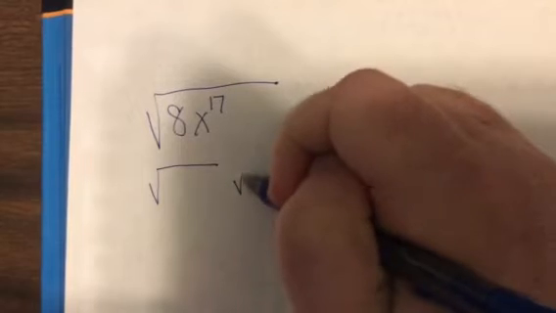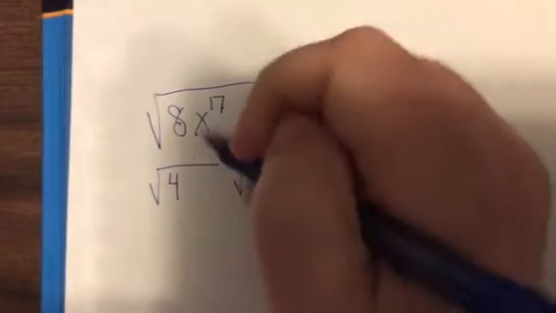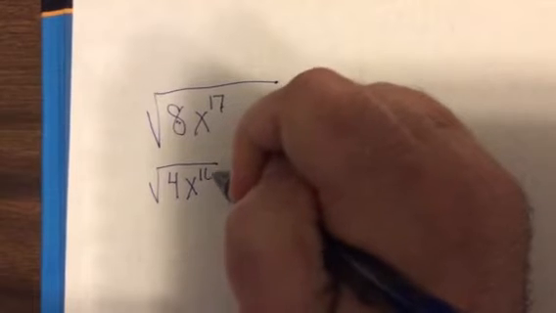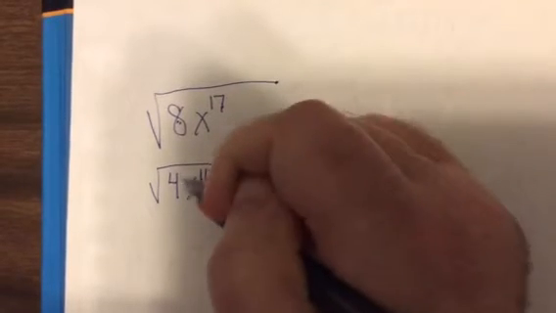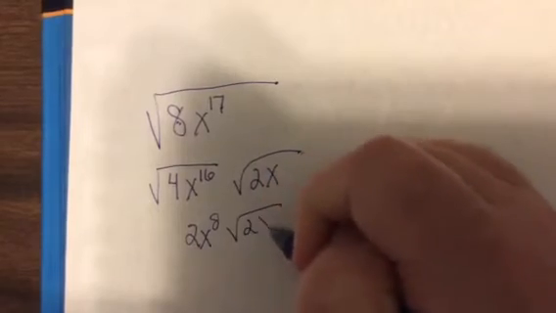So what if I had the square root of 8x to the 17? Well, I have to break it up into two parts. The part that is a perfect square and the part that's not. What perfect square goes in 8? Well, that's 4, and I'd have 2 left over. And 17 is not divisible by 2, so I'd have x to the 16th, and then the x left over. This is 2x to the 8th, square root of 2x.